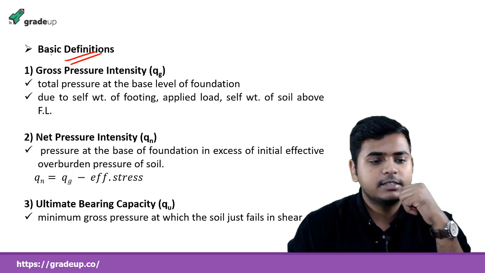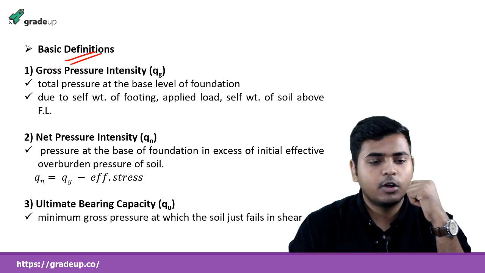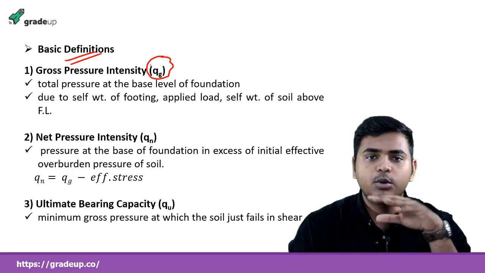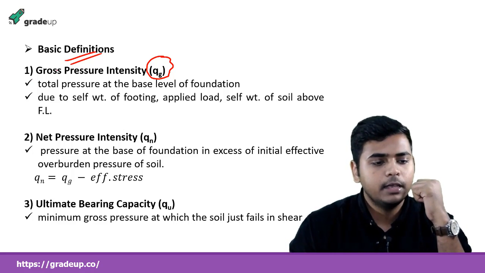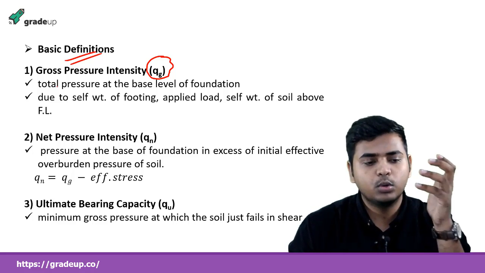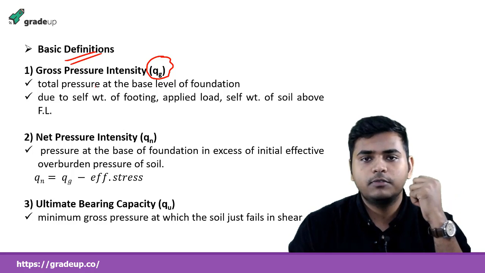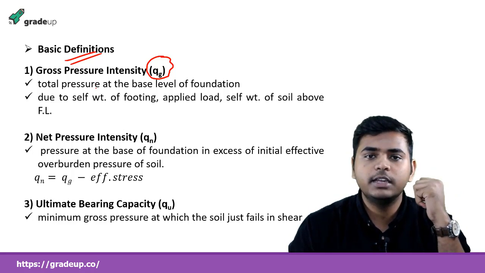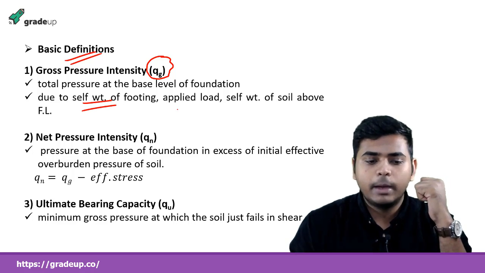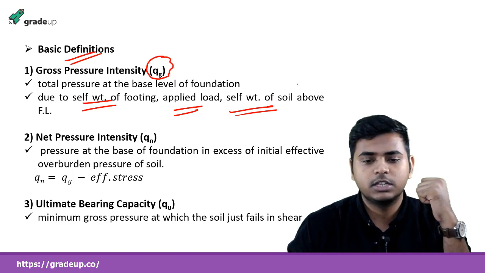Okay, so let's see some of the basic definitions which will be generally asked in questions. Now first is the gross pressure intensity, that is denoted by QG. Now just see the notations and remember them. Gross pressure intensity. Now what is gross? You know that it is actually the total weight. So actually the total pressure at the base level of foundation. Now this gross pressure intensity may be due to the self weight of footing, due to the applied load that is being applied, and the self weight of soil above the foundation level.